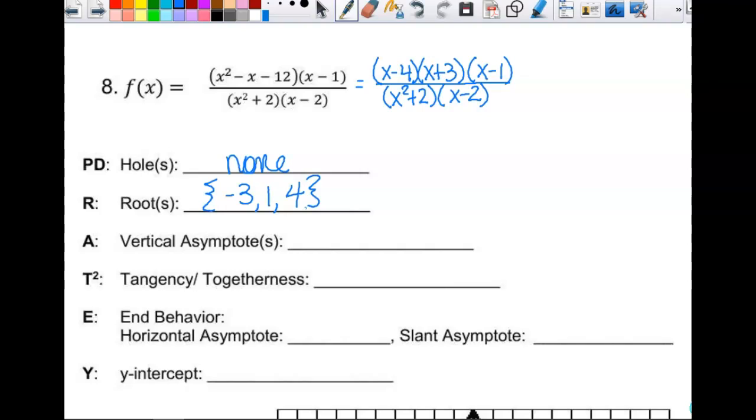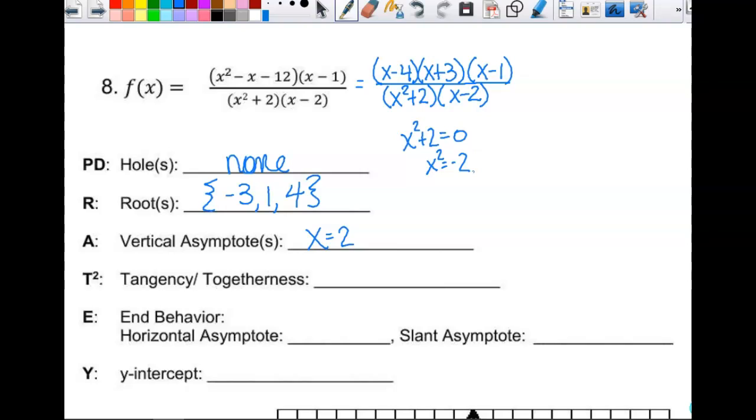How many vertical asymptotes do you think we have? Vertical asymptotes are the zeros of the denominator. We would take this, that's a no-brainer, and we get x equals 2. So when we take this one and set it equal to 0, look what happens. We get x squared equals -2. Am I going to get a real answer out of that? No. So that does not provide an asymptote for me. I only have one. Does that make sense?